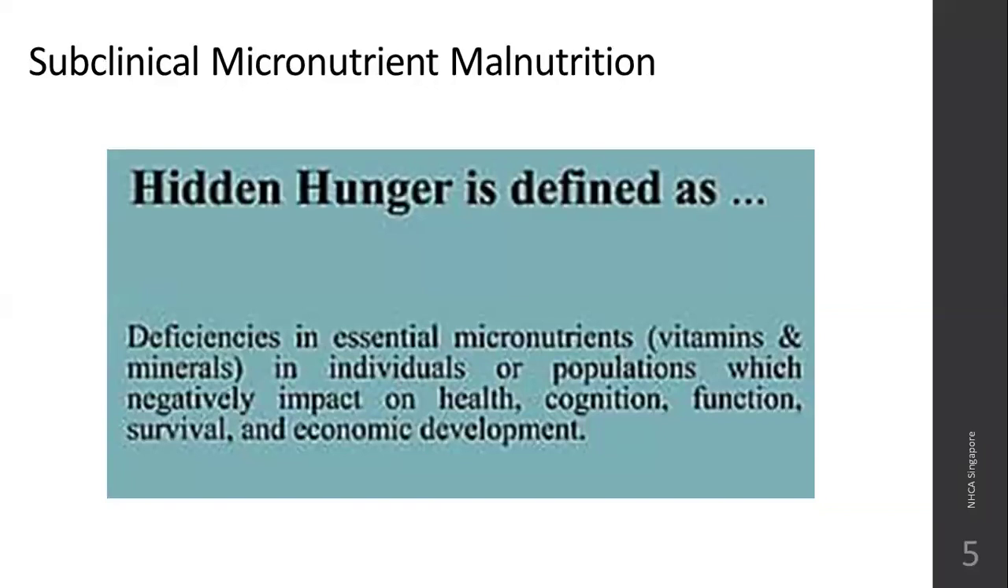Then hidden hunger, which is also called subclinical micronutrient malnutrition. It is defined as deficiencies in essential micronutrients like vitamins and minerals in individuals or the entire population, which will definitely have a negative impact on health, cognition, function, survival, and even economic development of that region. Okay, so that is hidden hunger.